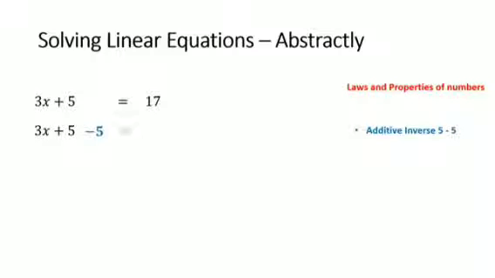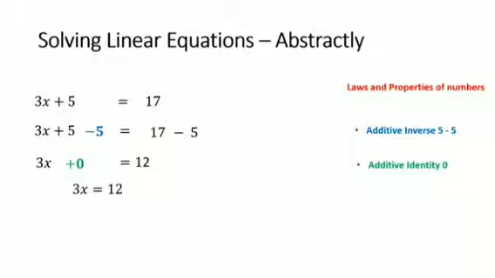To solve a linear equation, you need to recall the laws and properties of numbers, and you also need to recall that all equations function like a scale. For example, if I had 3x plus 5 equals 17, the first thing I am going to do is get rid of the 5 by using the additive inverse of 5, so that I would have 3x plus 5 minus 5 is equal to 17 minus 5. This is so because whatever you do on the left hand side, you must do on the right hand side. This would imply we have 3x plus 0 equals 12. But recall, 0 is the additive identity, so this would give me 3x equals 12.